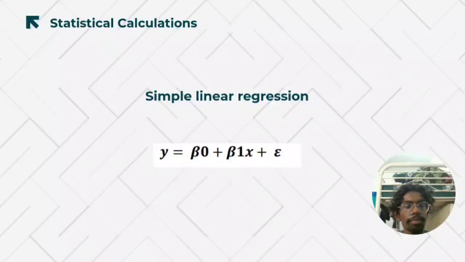After that, simple linear regression was used to model the relationship between the number of active app features and RAM usage. The simple linear regression model is expressed by Y equals beta null plus beta 1 X plus error.